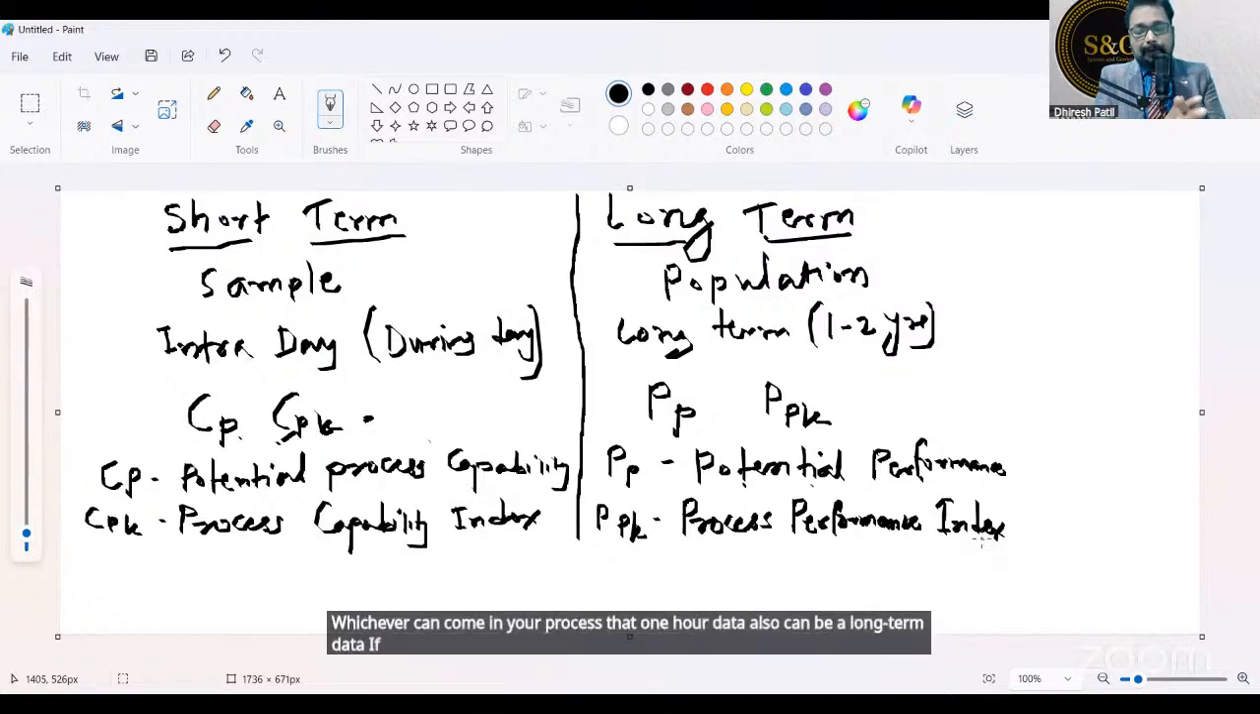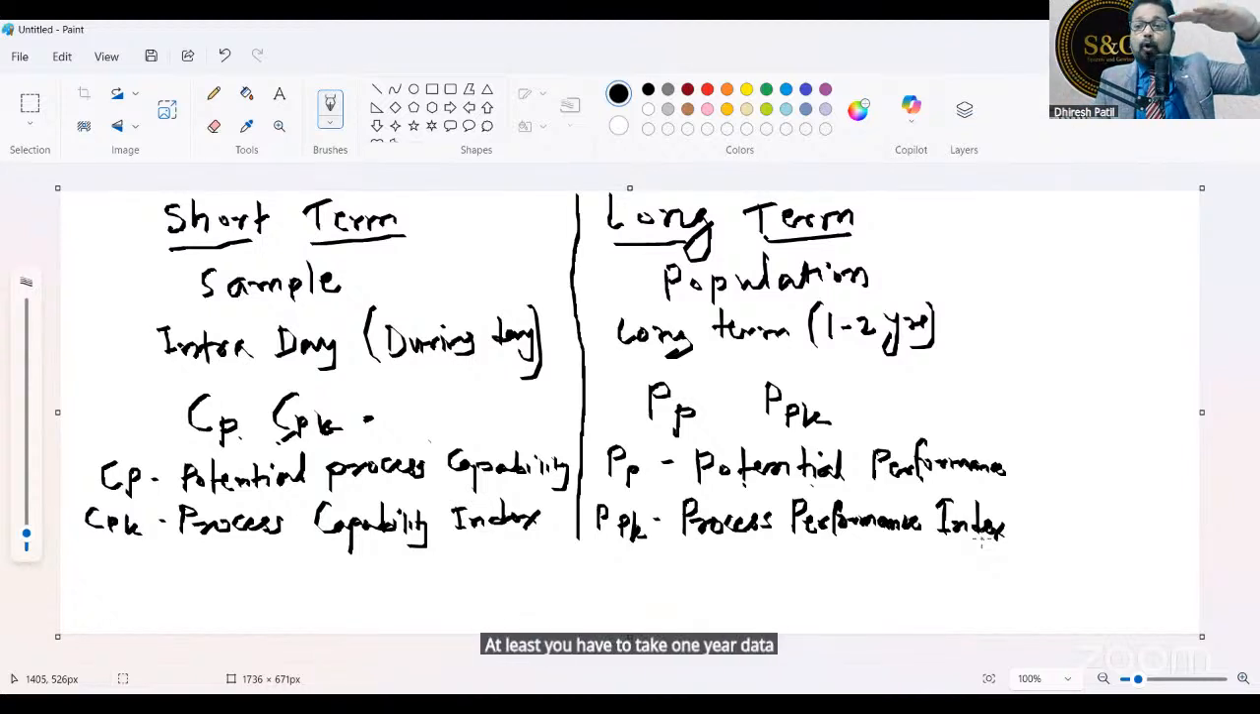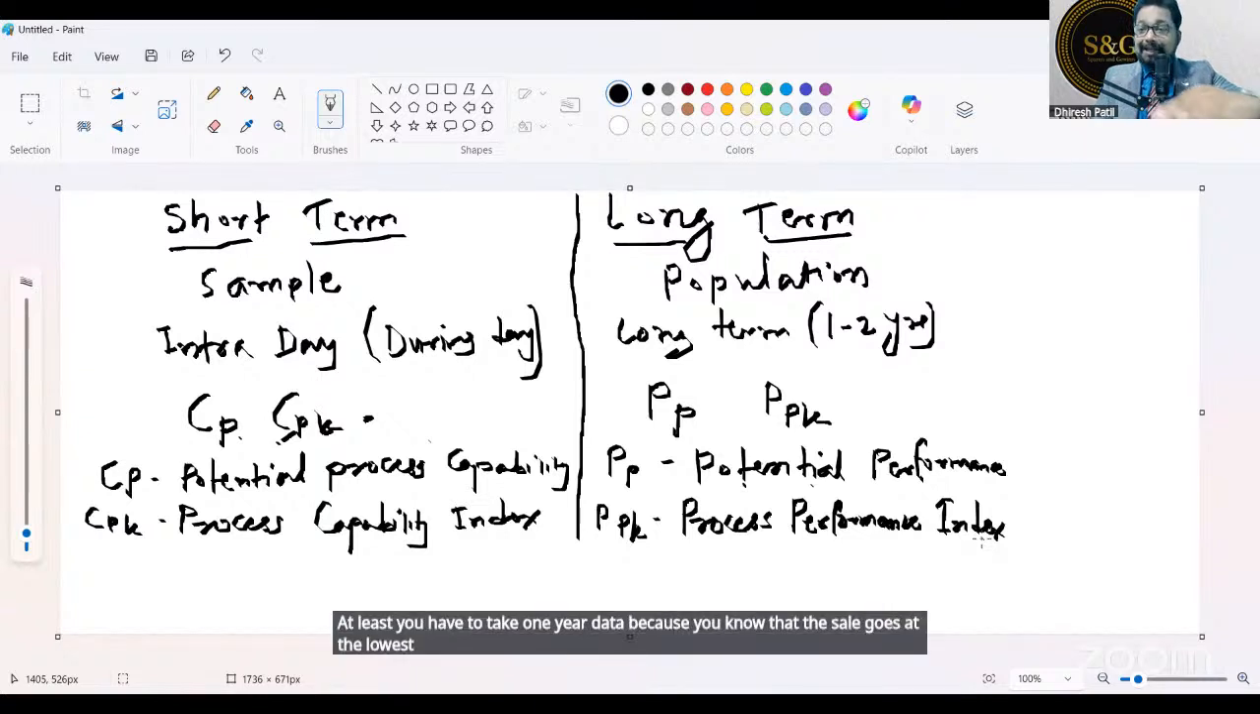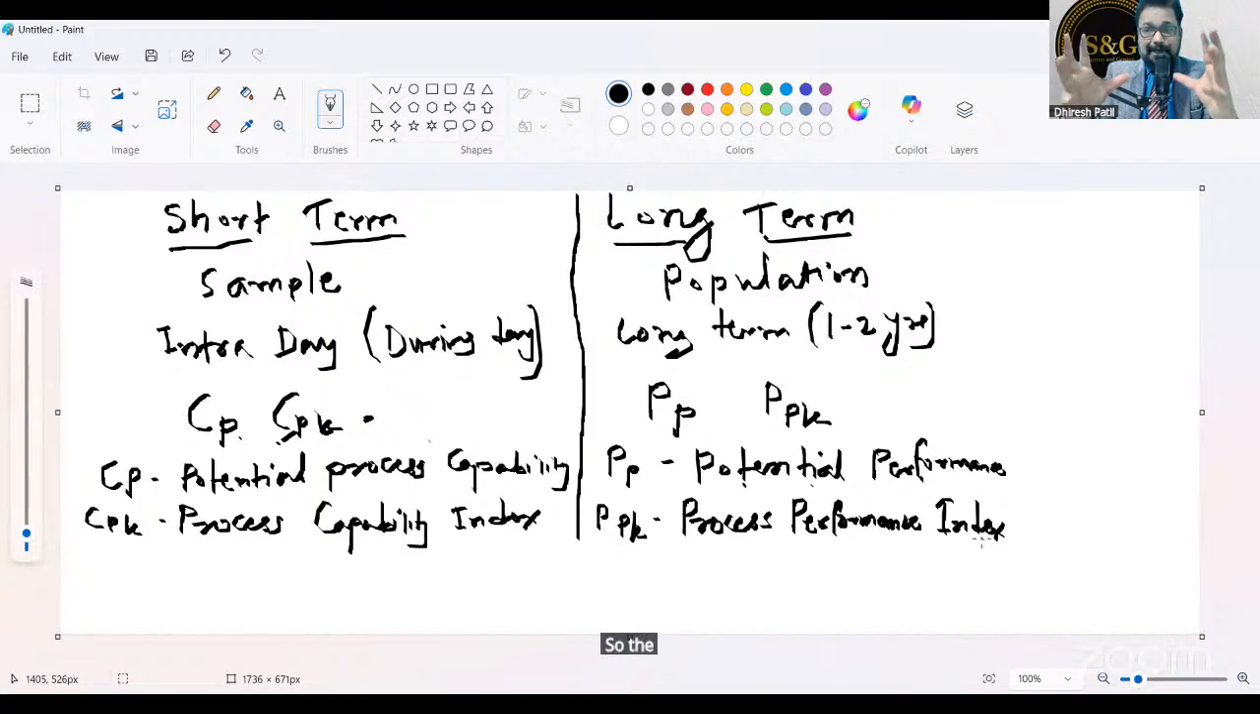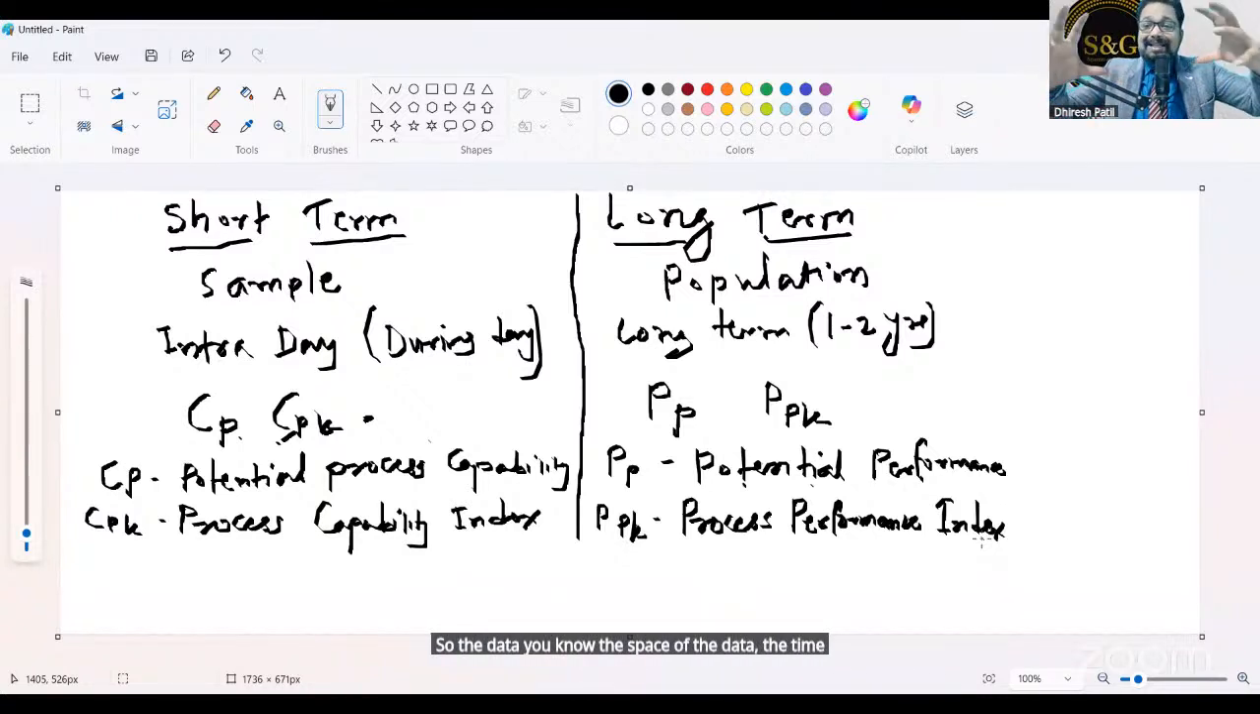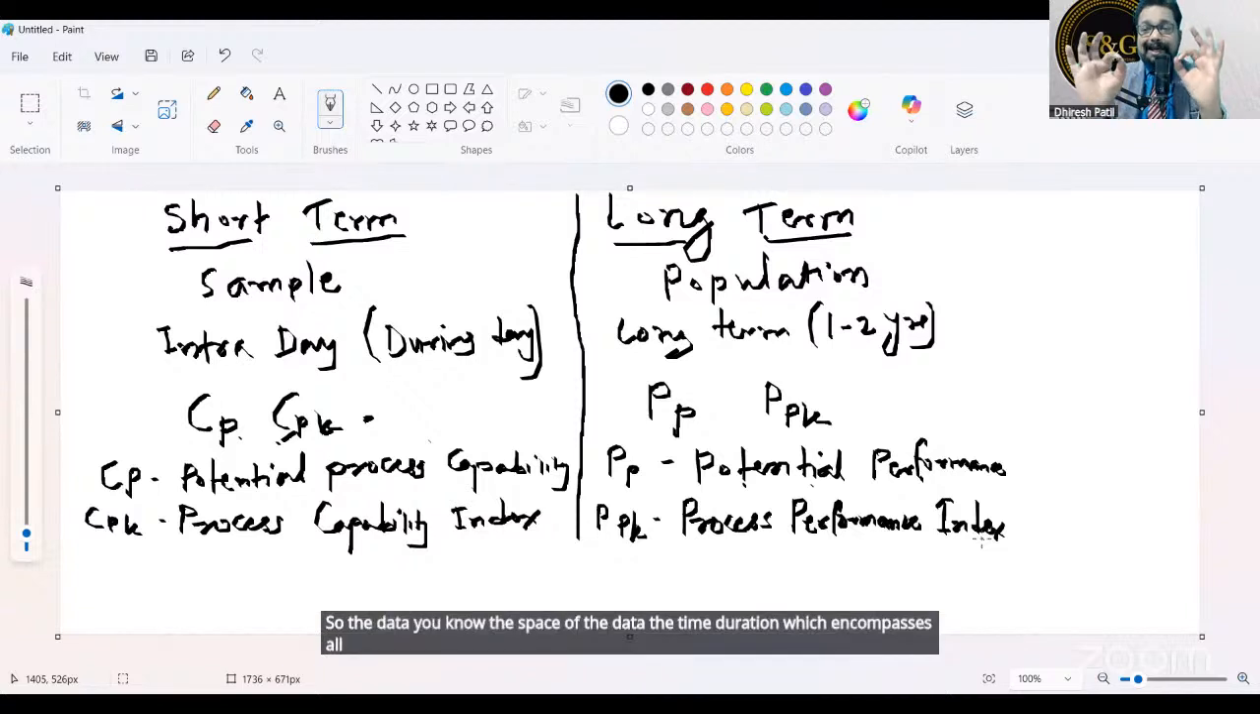For example, if you are working in a cold drink company in a sales department, you cannot take only 1 month data as long-term data, because at least you have to take 1 year data, because you know that the sale goes at the lowest in the winter season and the highest in the summer season. So you have to take all the seasons data. The time duration which encompasses all the extreme values is called long term. So it is different for different processes.